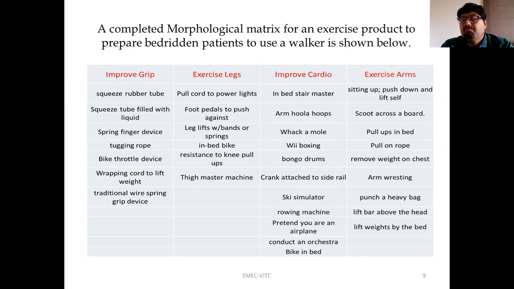his legs. And for improving his cardio: in bed stairmaster, arm hula hoops, vacuum mole, boxing, bongo drums, crank attached to side rail, ski simulator, rowing machine, pretend you're an airplane, conduct an orchestra, bike in bed. Going for exercising his arms: sitting up, push down and lift self, scoot across a board, pull ups in bed, pull on rope, remove weight on chest, arm wrestling, punch a heavy bag, lift bar above the head, lift weights by the bed.